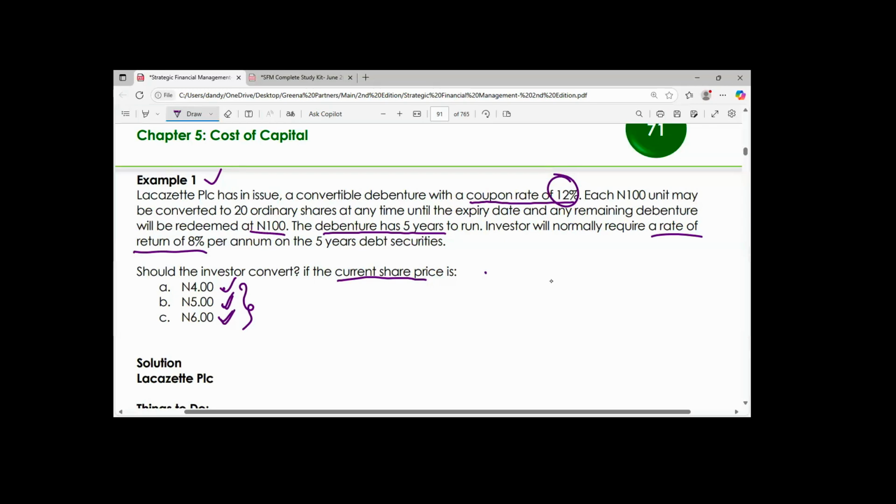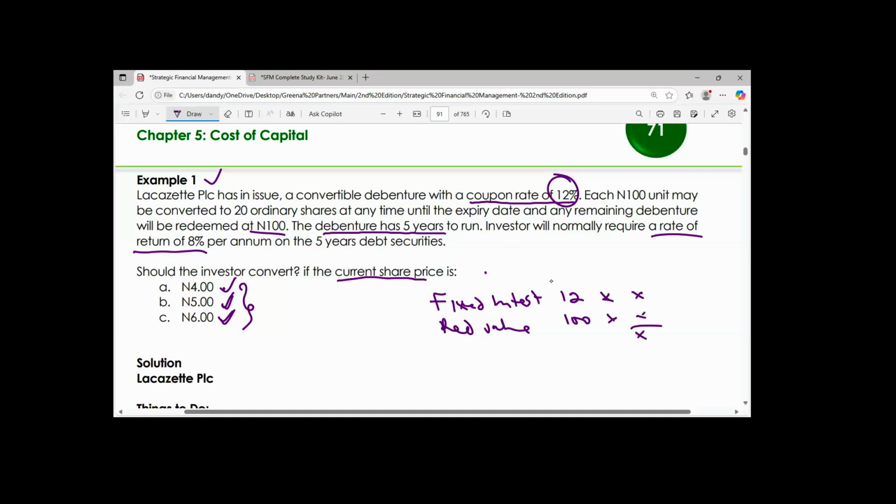Therefore, in this question, we don't have tax rates. Therefore, I will calculate the present value of fixed interest. This fixed interest is equal to 12. Then I will calculate the present value of the redemption value. The redemption value, the examiner told us, is at par, which is 100 naira. So I will discount this. I'll multiply with the discount factor, and I will get the present value.